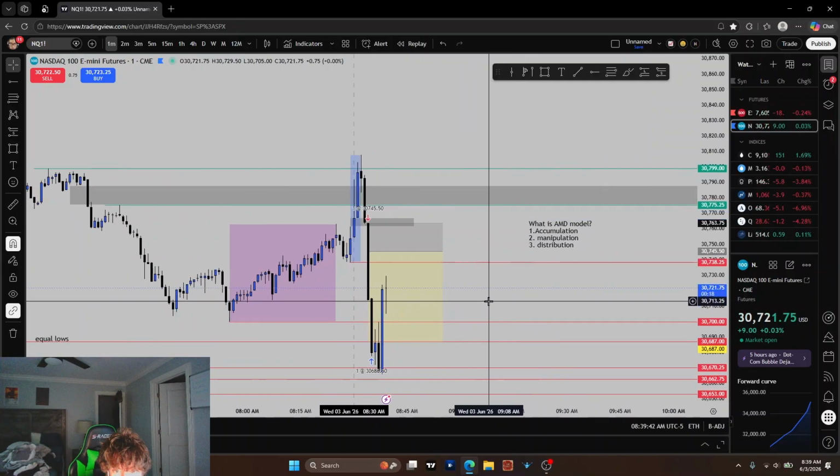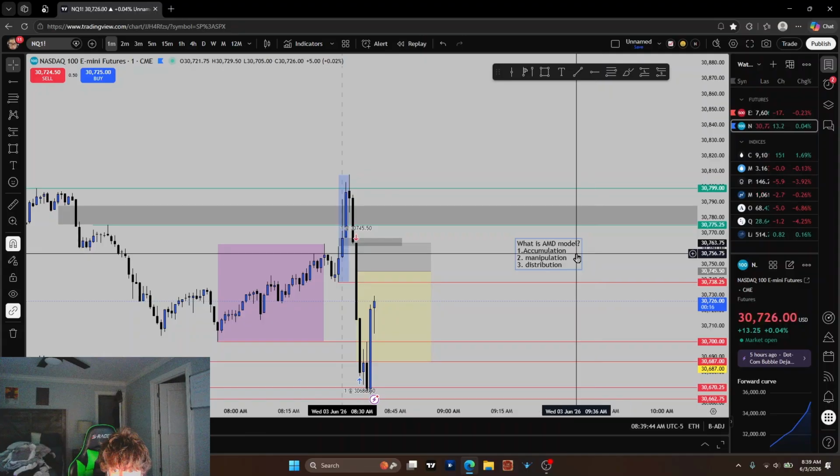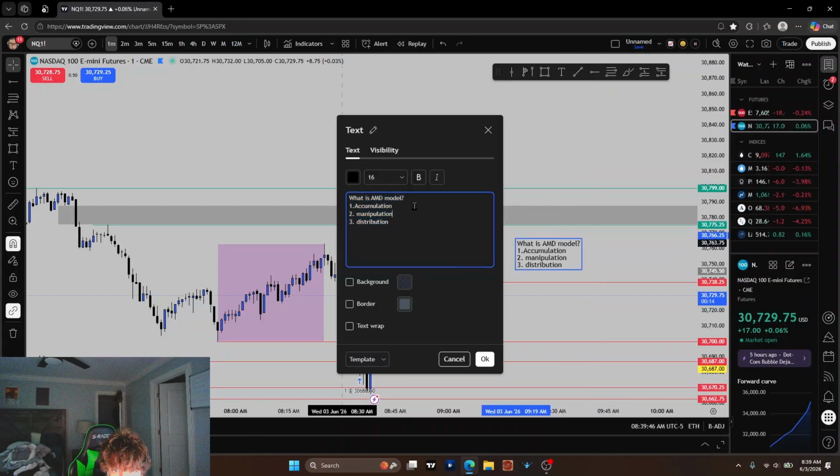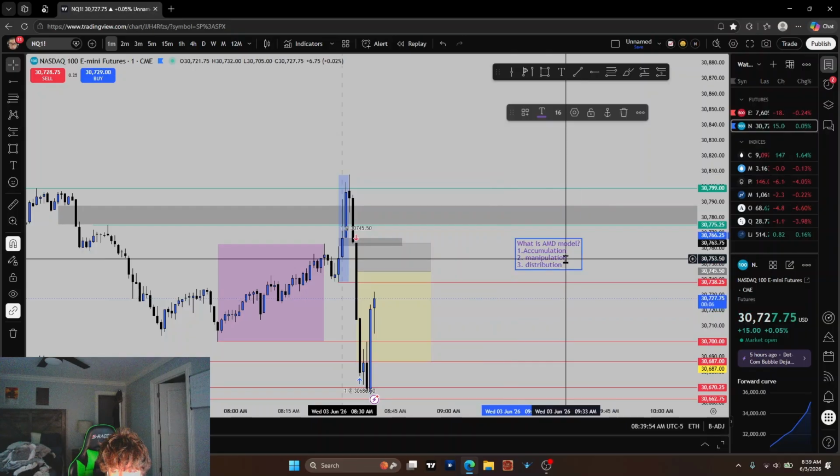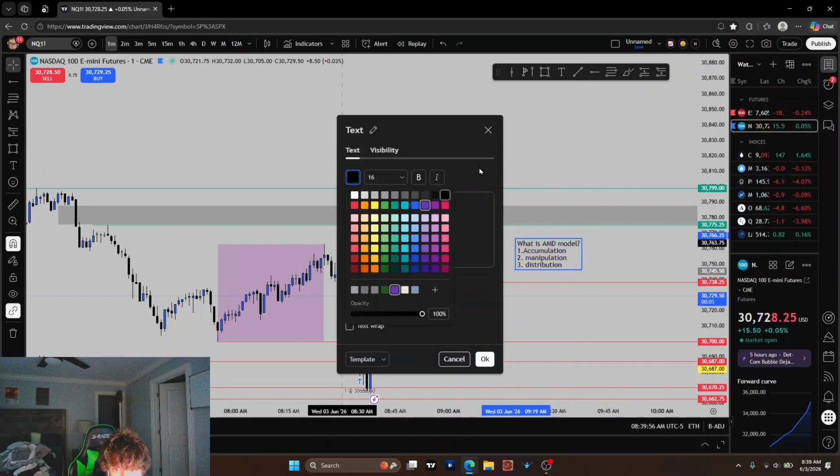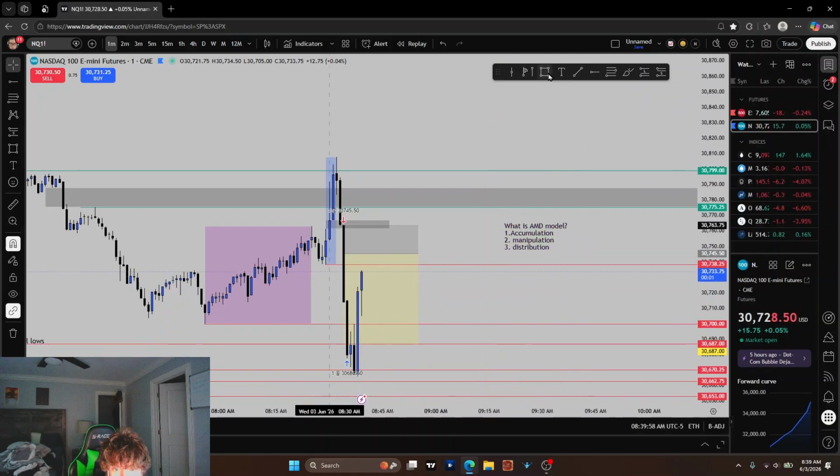Now what's next? Manipulation, right? Okay, we'll put... I wonder if I can highlight it. I don't know if you can. No, TradingView, it's just all of it. So here we'll just put the text.